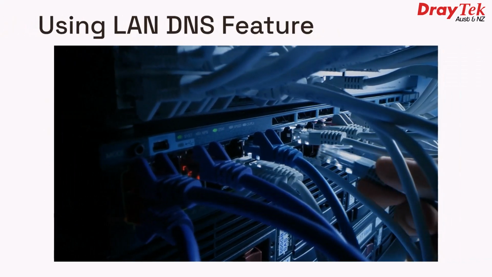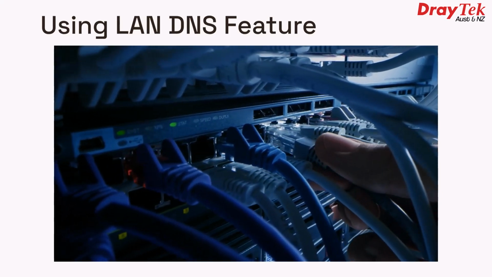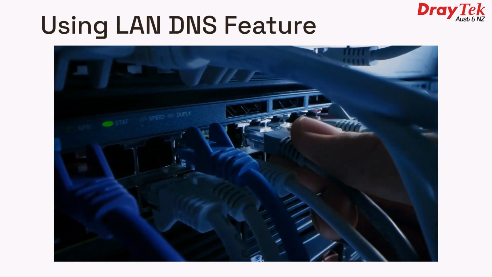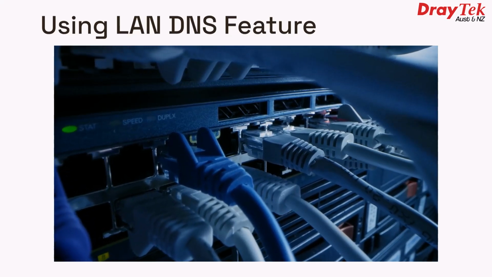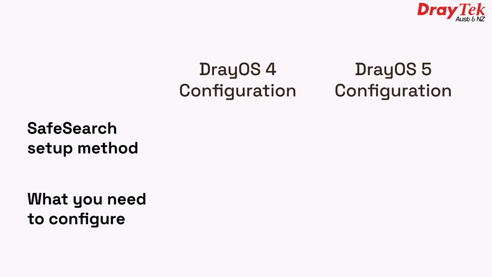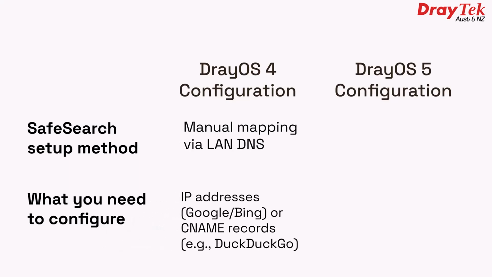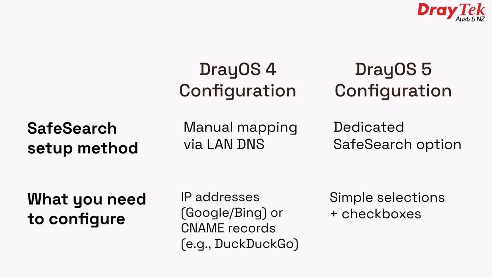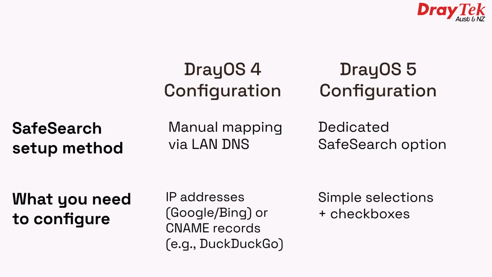The LAN DNS feature on a DrayTech router makes it happen. This allows network administrators to enforce SafeSearch regardless of individual user settings on their devices. Compared to DrayOS 4, covered in the previous video, where SafeSearch enforcement required manually mapping IP addresses or CNAME records through the LAN DNS function, DrayOS 5 includes a dedicated SafeSearch option. Administrators can now apply SafeSearch to LAN clients with just a few simple selections and checkboxes.